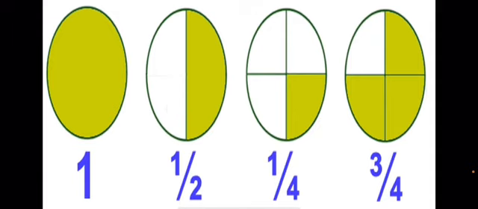So we are looking at the shaded parts now. Now over here, 1/4, or quarter. Here it has been divided into 4 equal parts and one part is shaded. So it is called 1/4. Now here also this whole pizza is divided into 4 equal parts and 3 parts are shaded. So it is called 3/4.